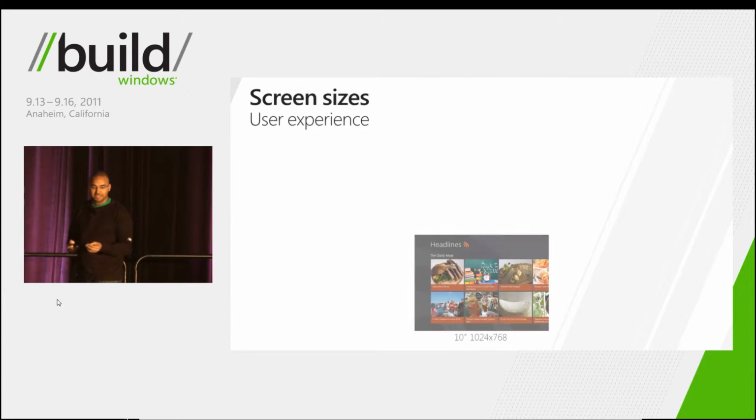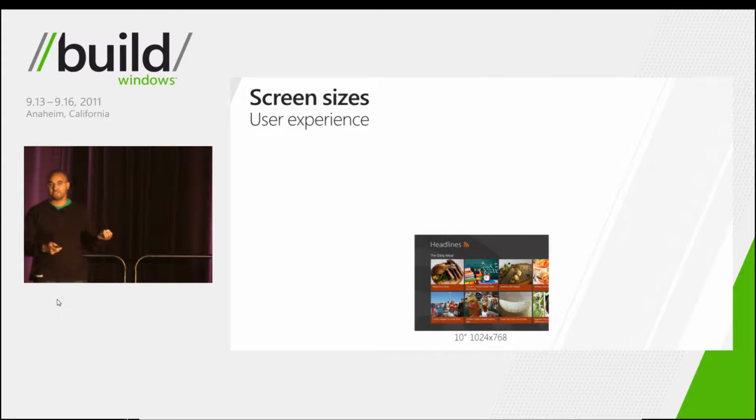The minimum resolution of a Metro-style app is 1024 by 768. If the resolution is any lower, we won't launch the app. This is also the size of your application if another app is snapped next to it. And we'll talk a little bit about Snap in a minute. We chose this resolution as this is a common size that's designed for on the web.